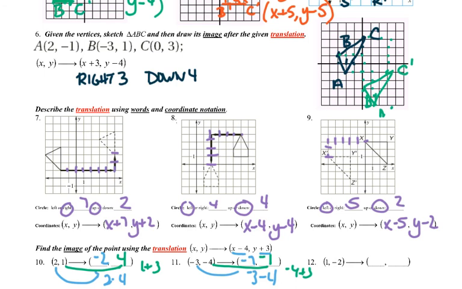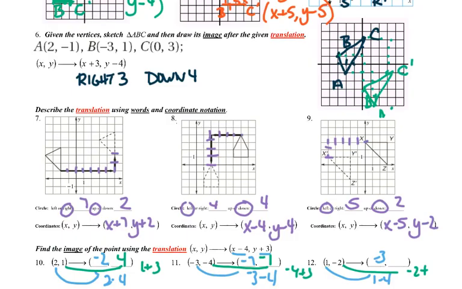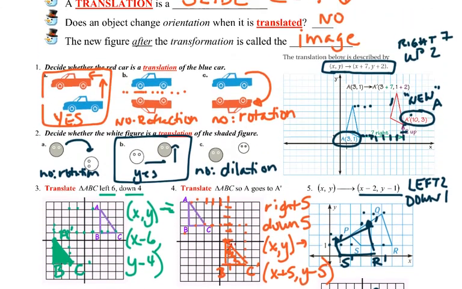Subtracting 4 from the x coordinate, 1 minus 4 is negative 3, and then adding 3 to the y coordinate, negative 2. And of course you don't have to show that work, right? I'm just showing it so that you can see how I'm getting it. So that is translations.